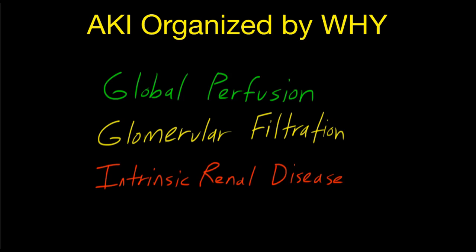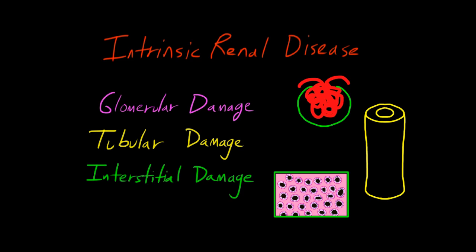Okay, and to complete our talk on acute kidney injury organized by Y, we're going to focus on intrinsic renal disease. So in thinking about intrinsic renal disease, I like to organize it based on the three sort of compartments or structures in the kidney. So remember, there's the glomeruli, there's tubules, and then the interstitium, which is the tissue, cells and connective tissue in between everything else. So there can be glomerular damage, tubular damage, and interstitial damage, and we're going to go through each one individually.